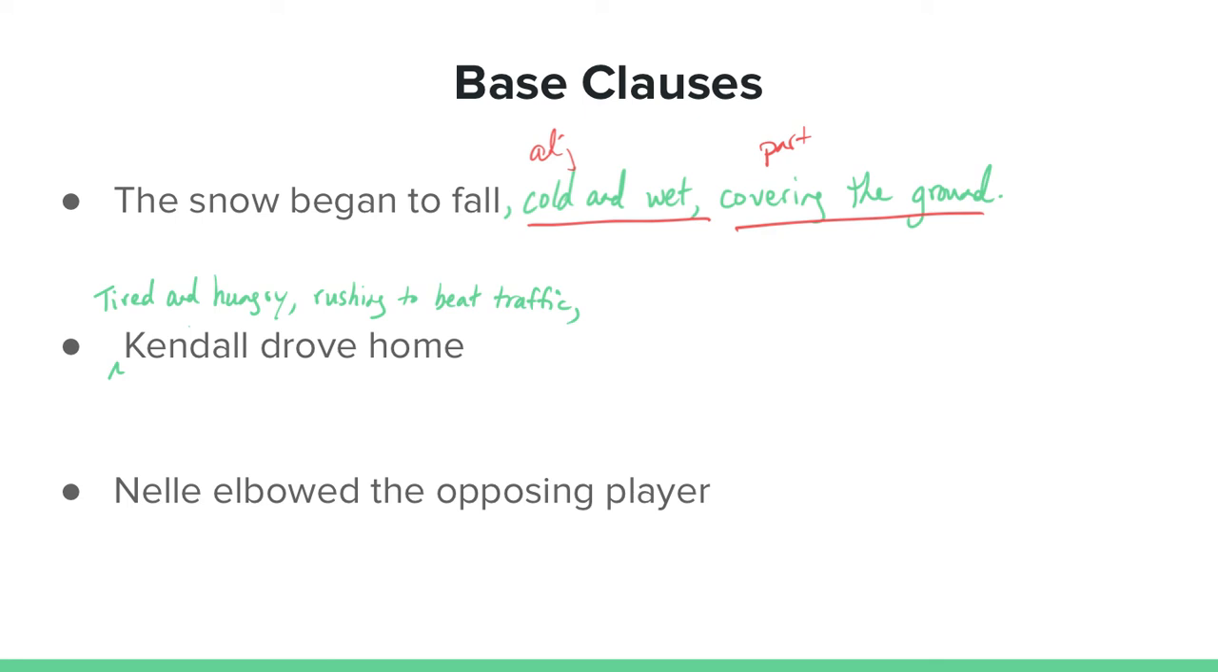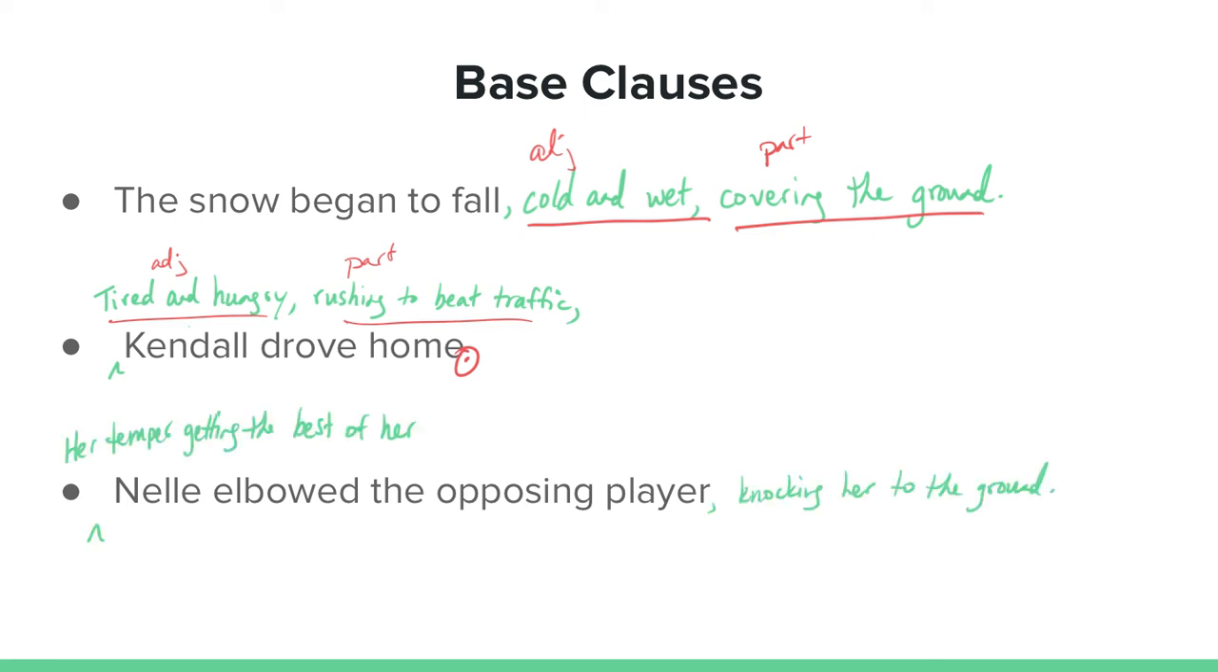So for instance, I added 2 left-branching modifiers here. Tired and hungry, adjectives. Rushing to beat traffic, participle. Kendall drove home. So both would go before the base clause. They're left branching. So you can put 2 left branching modifiers. In this case, I added a left branching and then a right branching. So her temper getting the best of her, Nellie elbowed the opposing player, knocking her to the ground. So we've got a possessive pronoun with her here. And we've got a participle here.